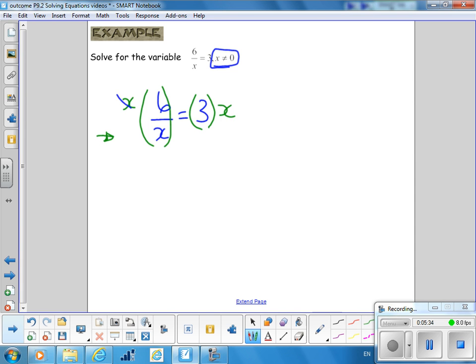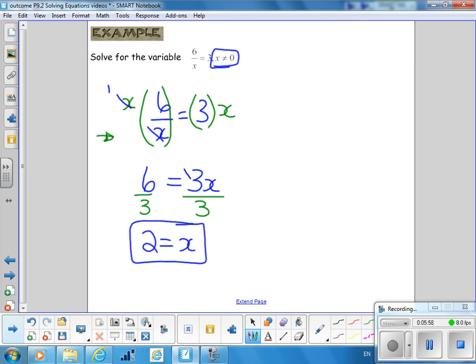X divided by x is 1. 1 times 6 is 6. On the right-hand side, 3 times x is 3x. Now what we can do, we have a 3 times x, so the inverse of multiplication is division. So now we divide by 3 to get the x by itself. 6 divided by 3 is 2. 3 divided by 3 is 1. So we're left with 2 equals x.